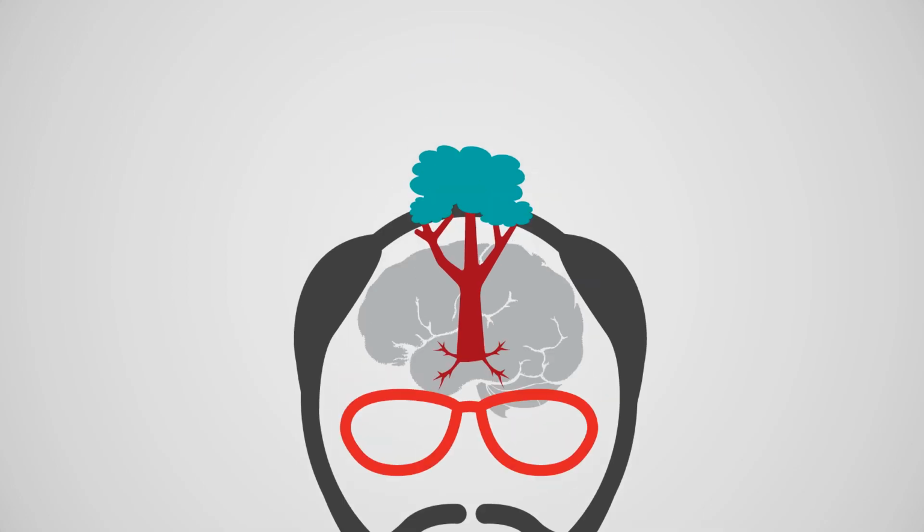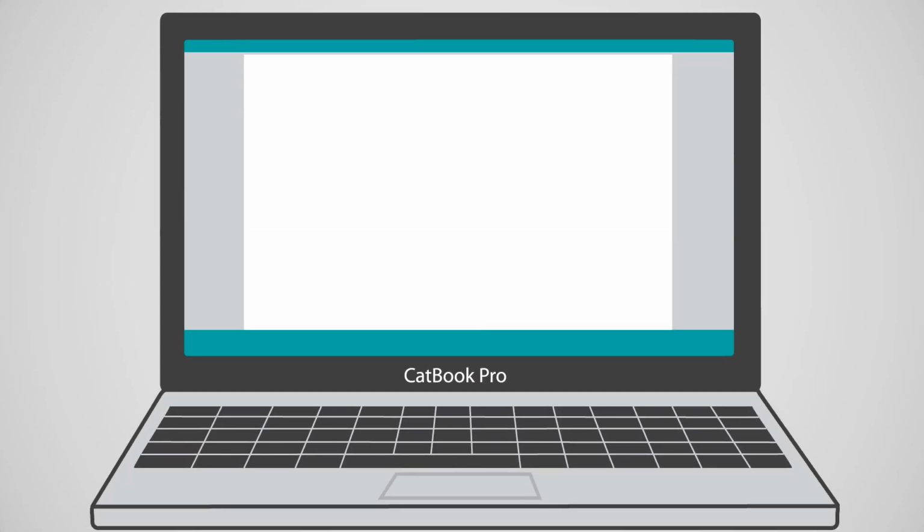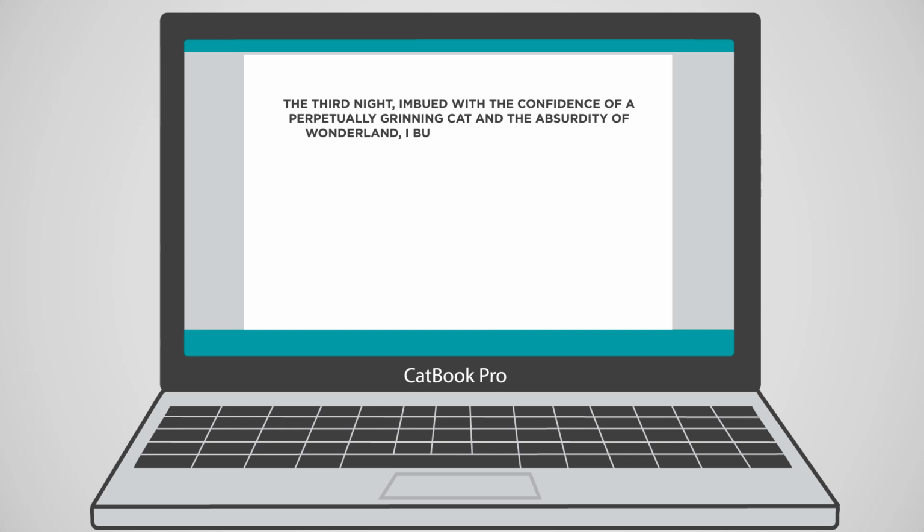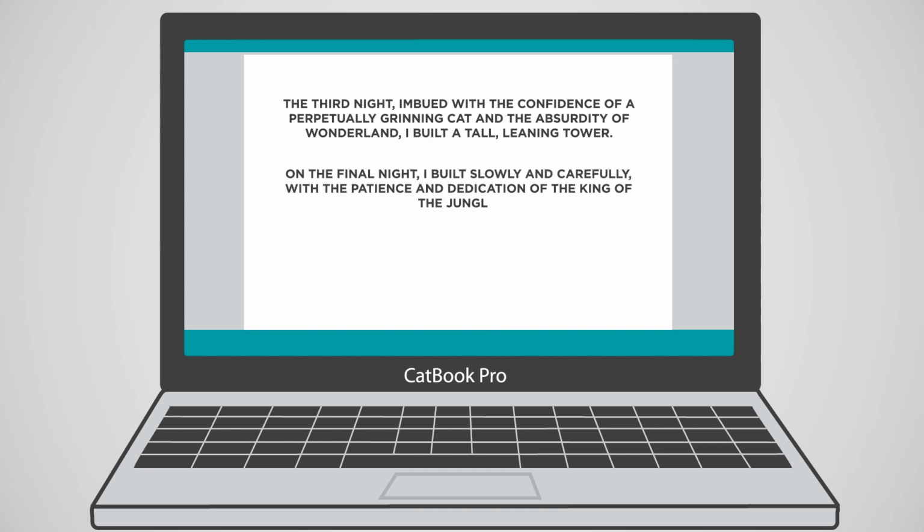Can you find a way to describe something that an admissions officer hasn't heard before? Think about some of Grayson's descriptions from his Tower Builder essay. The third night, imbued with the confidence of a perpetually grinning cat and the absurdity of Wonderland, I built a tall, leaning tower. On the final night, I built slowly and carefully with the patience and dedication of the king of the jungle. The use of descriptive, analogous, and metaphorical language adds extra life to his prose and gives a unique flavor to his story as it unfolds.